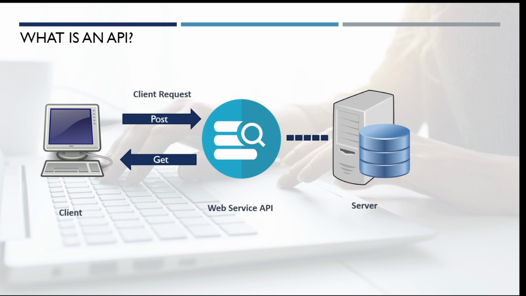And when the person presses a button, for example, it will make a request. It will make a post request to the API. And this API will then request that data or information from the server. And when it gets the data, it will take it back to the client. So basically, an API is an interface between the client and the server.